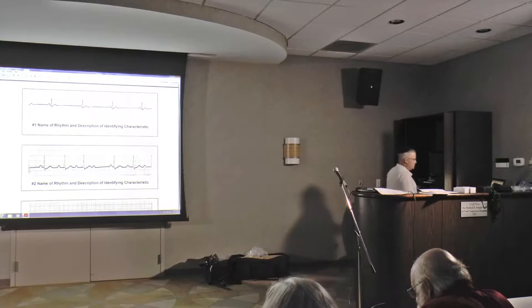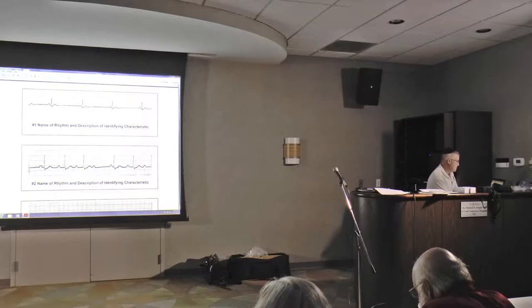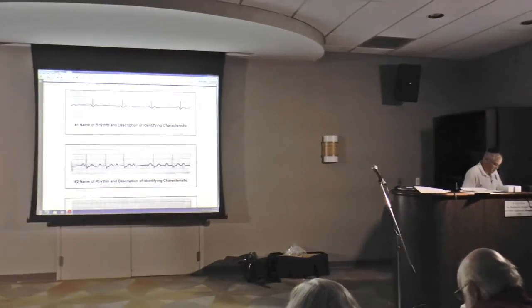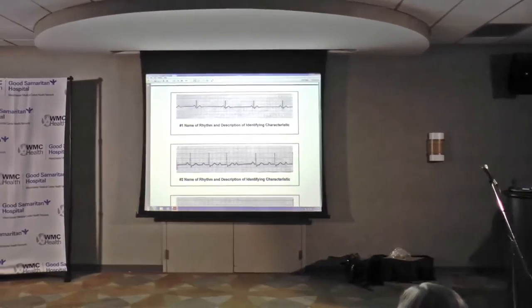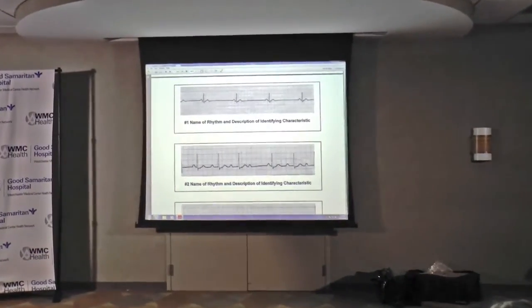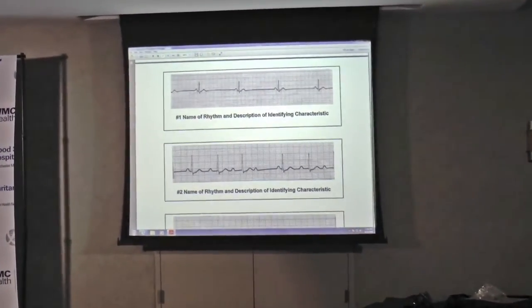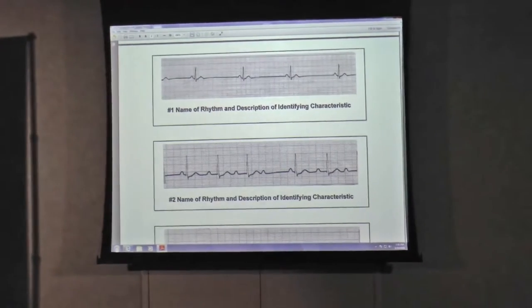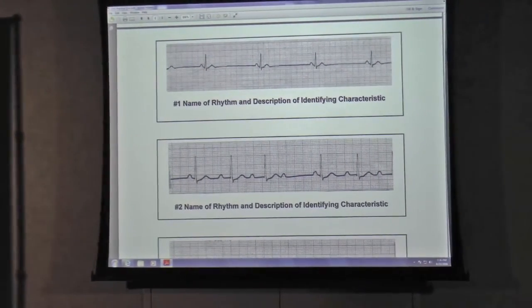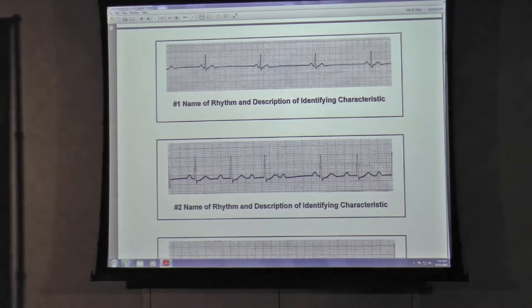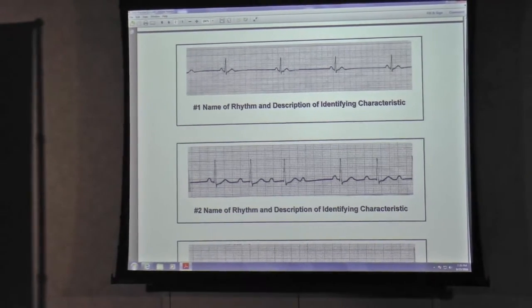Okay, so let's look at the first one, and we'll try to do it like some type of system. Okay, so let's go heart rate first. So obviously, it looks like it's a little slow, right, or a lot slow. So what do we got? 300, 150, 100, 75, 60, 50, 40. So it's pretty slow, okay?